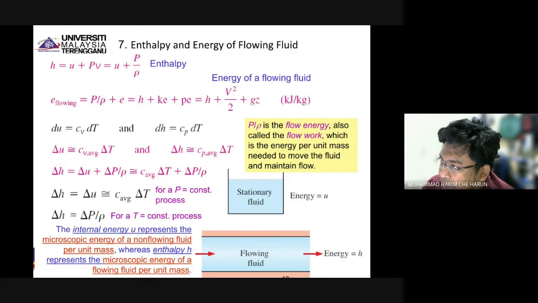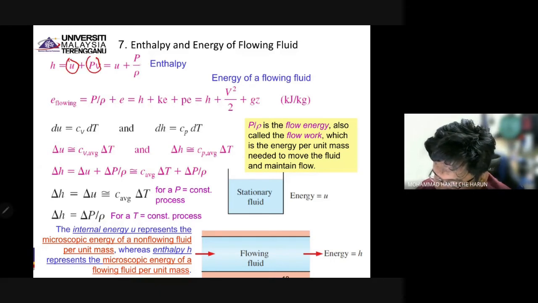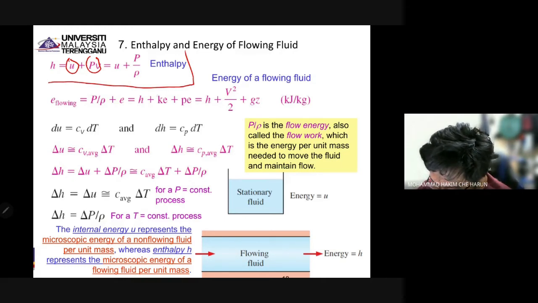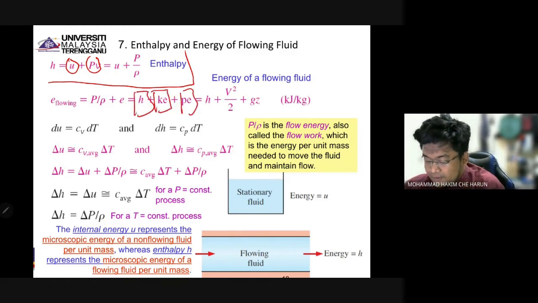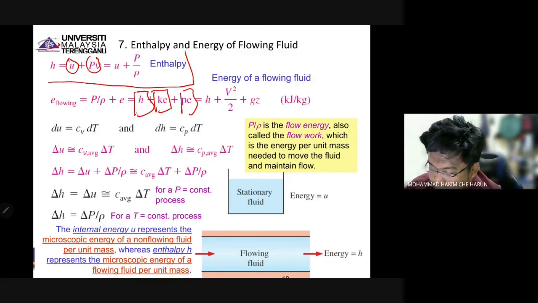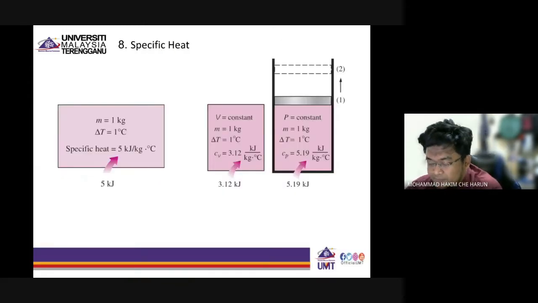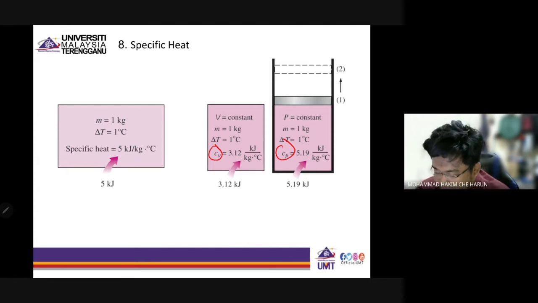Okay, so as I explained to you before, enthalpy and energy of flowing fluid depend on U plus P times V. For the enthalpy, you can have this one. For energy of flowing fluid, you can have the summation of the kinetic energy, potential energy, and the height and everything. I'm not going to focus on that yet because we're going to learn more on the flowing fluid in topic 3 and more. So this is the specific heat. As you can see here, they have Cv, specific heat at constant volume, and specific heat at constant pressure, with different values over here.